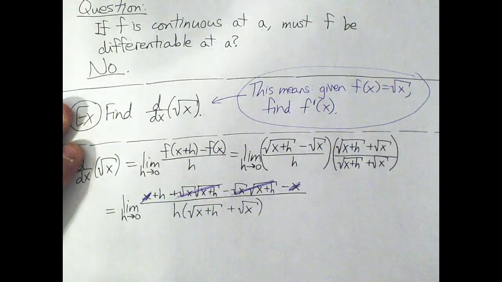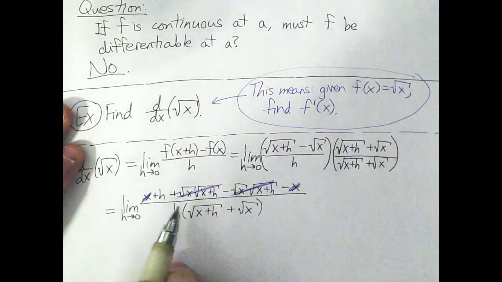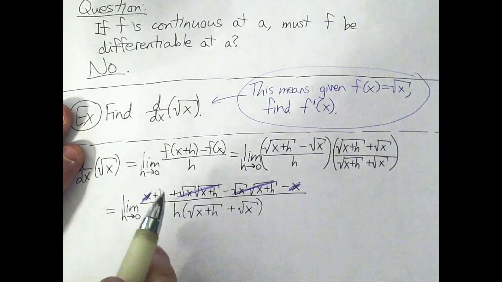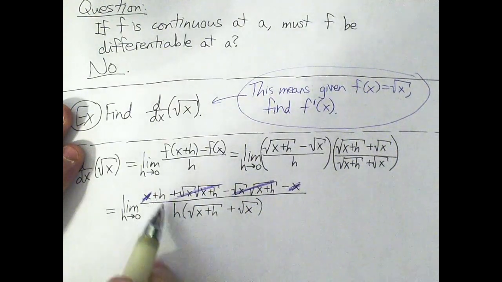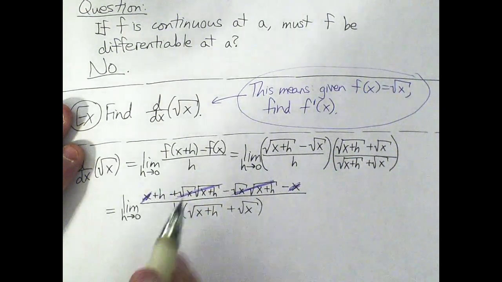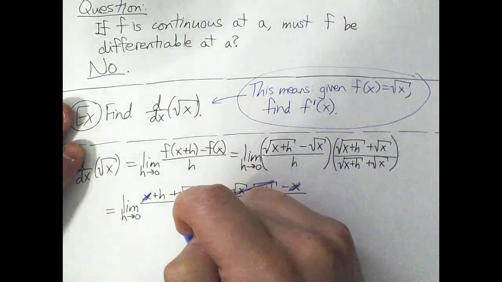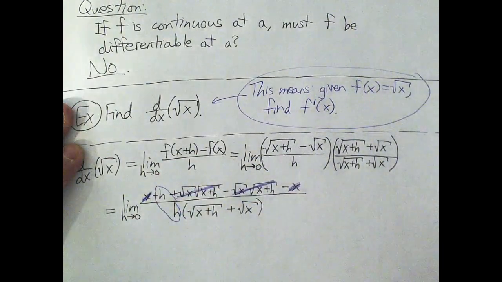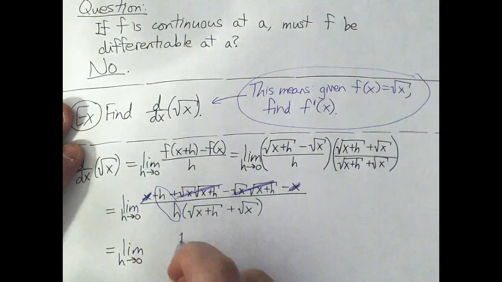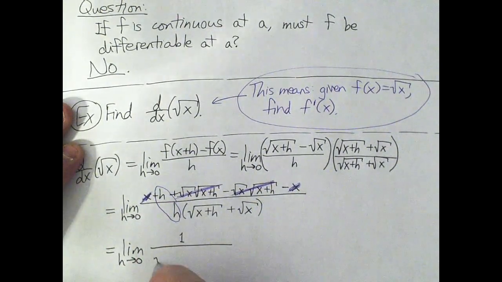In fact, what's left in the numerator? Is there anything? There's only h. So if the numerator only has h and the denominator has h, we could cancel the h over h, right? h over h cancels to be 1. So let's do that. Limit as h goes to 0. The new numerator is just 1.